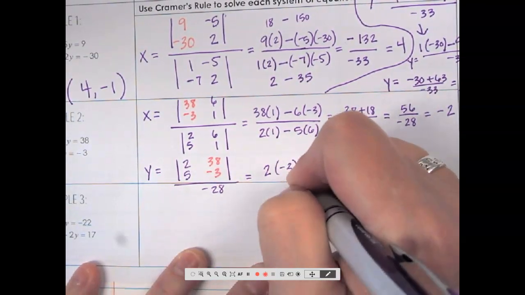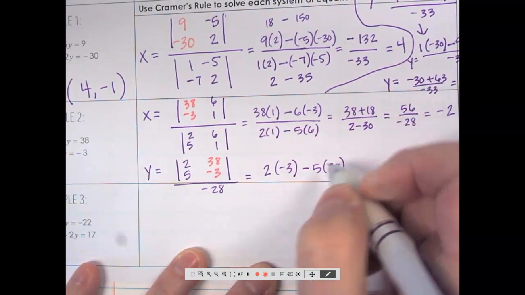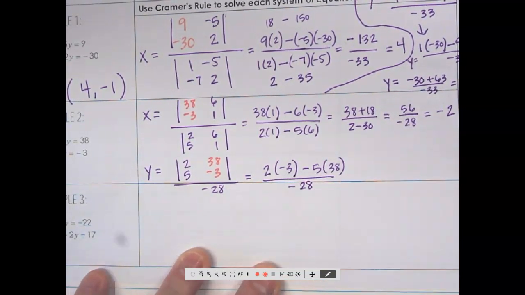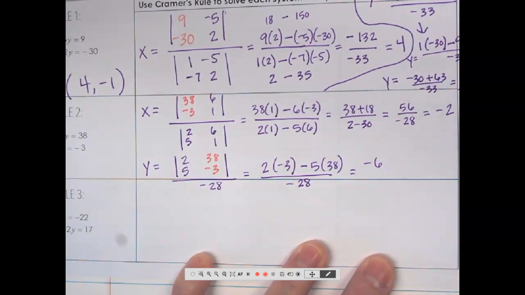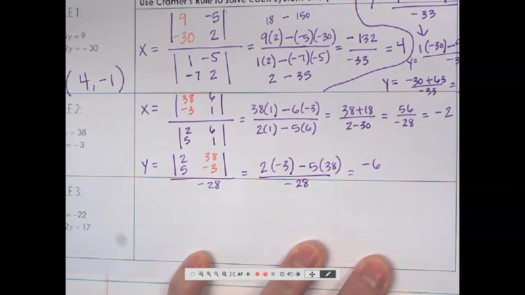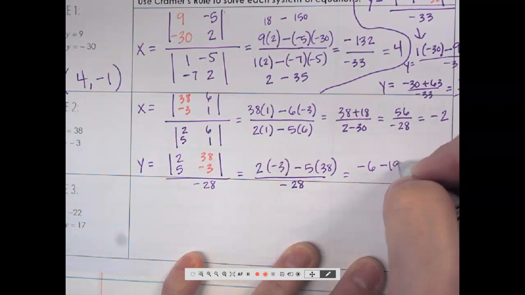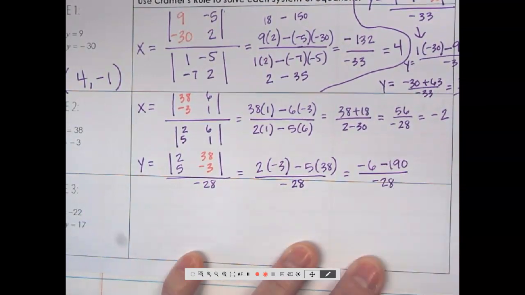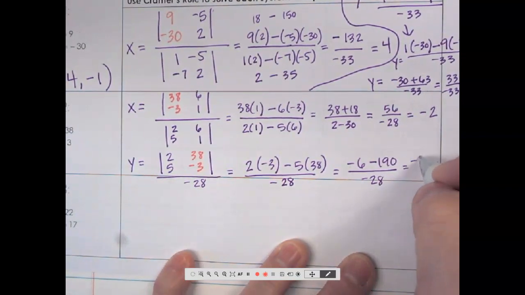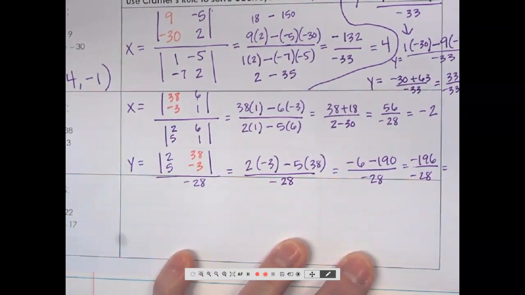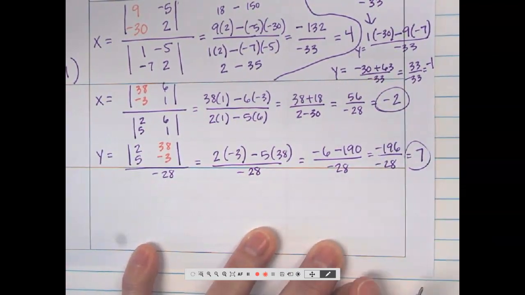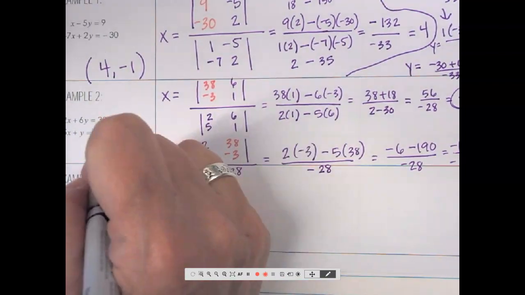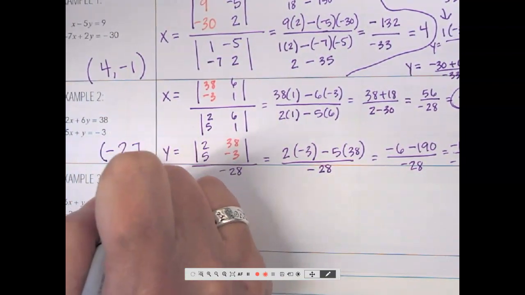2 times negative 3, subtract 5 times 38, over negative 28. Negative 6, let's see, 5 times 38 is 190. Okay, that's negative 196 over negative 28, which is 7. So I have x is negative 2, y is 7, so that gives me the solution, negative 2, comma 7.